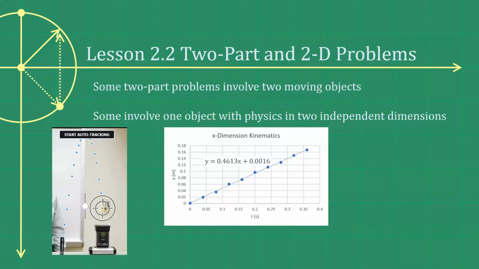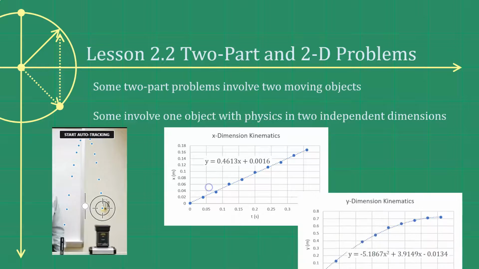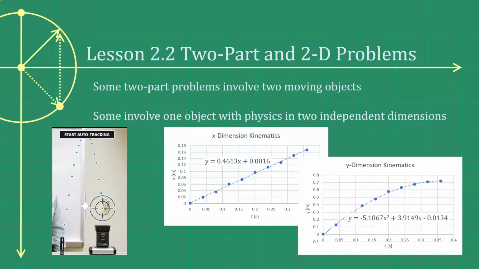Here's the kinematics in the x dimension. Notice that this is a linear graph showing that this is pretty much a constant speed of 0.46 meters per second. And this is what's happening in the vertical dimension.